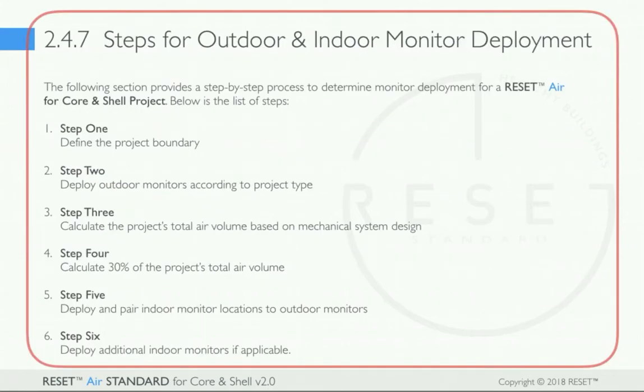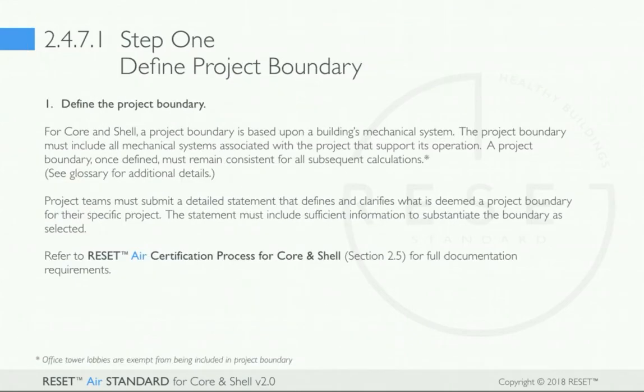So like CI, we have new steps for outdoor and indoor air monitoring deployment laid out for you here. The most significant changes, again, are going to occur, and like CI, I'm just going to walk through all those steps along with the images. So step number 1 is to define the project boundary. Now, similar to CI, we like to use definitions that other certifications have already laid out in front of us, so therefore we harmonize. For core and shell, a project boundary is based upon a building's mechanical system.